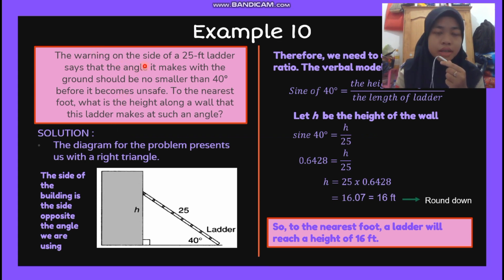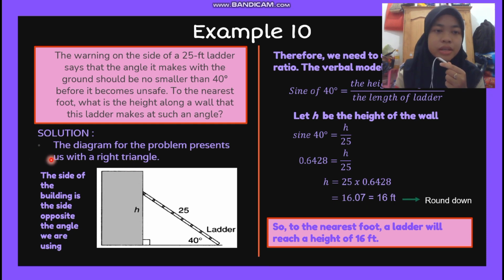The warning on the side of a 25 feet ladder says that the angle it makes with the ground should be smaller than 40 degrees before it becomes unsafe. To the nearest foot, what is the height along a wall that this ladder makes at such an angle?